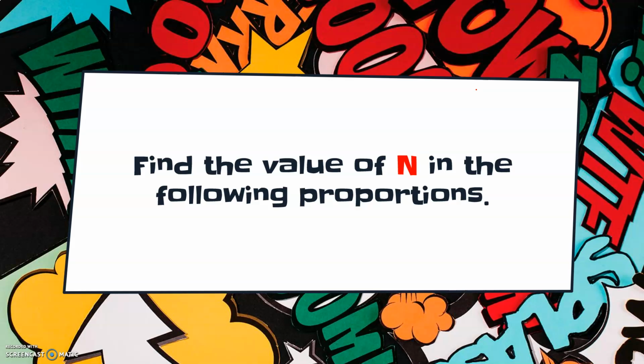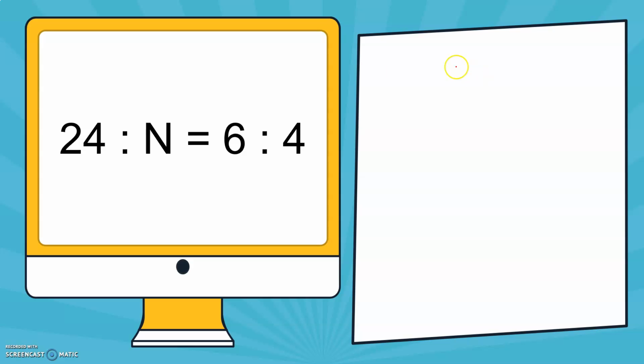Now let's try this one. Find the value of n in the following proportions. So we have here 24 is to n equals 6 is to 4.